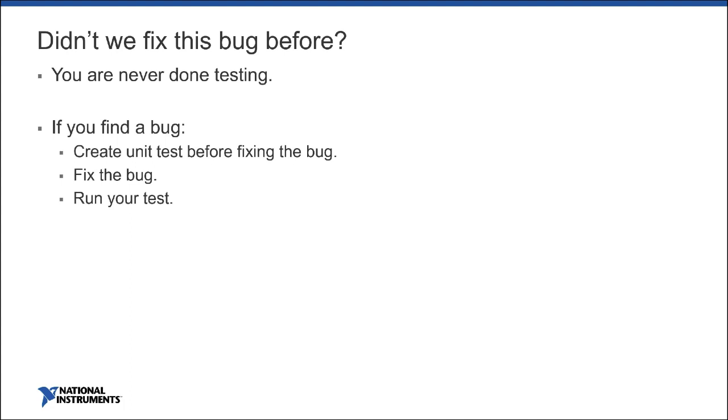What you should do is, okay, a bug happened. Actually, before fixing the bug, you should create a unit test that tests the bug and say, hey, this is failing. Once you do that, then you fix the error and run your unit test and say, hey, it passed.